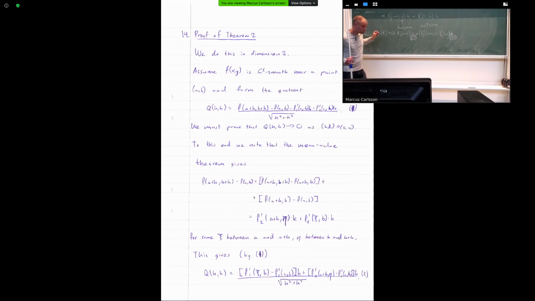So I have assumed, this is where the assumption comes in, that f prime x is a continuous function, and then this difference goes to 0 with h and k. Same here, a plus h and eta. Eta goes to b, and a plus h goes to a when h and k go to 0. So this difference goes to 0.